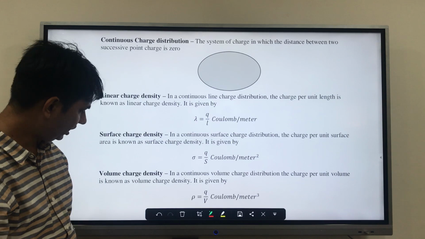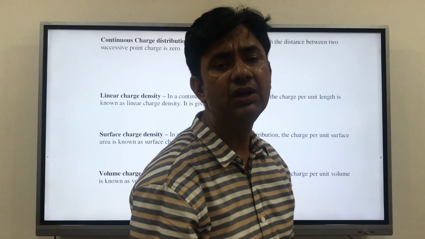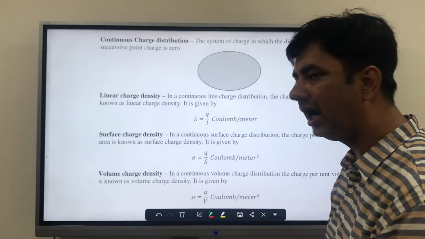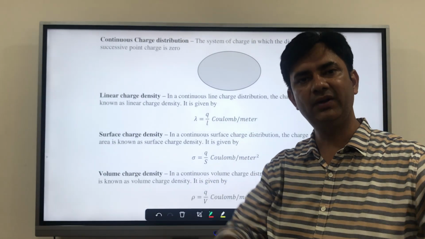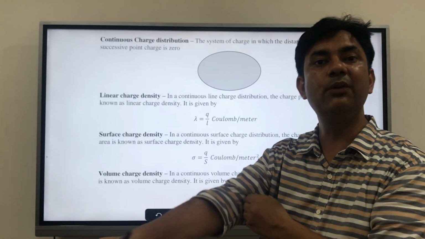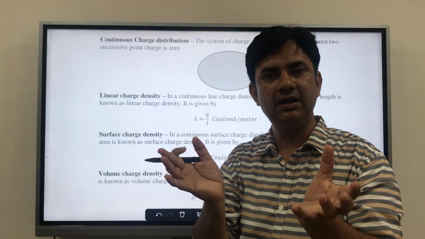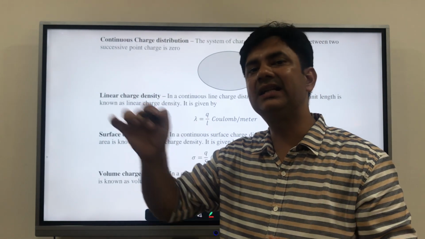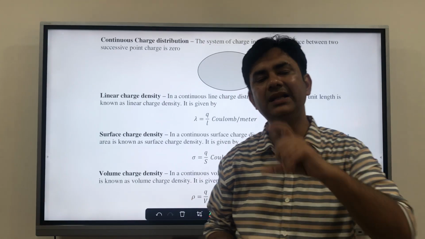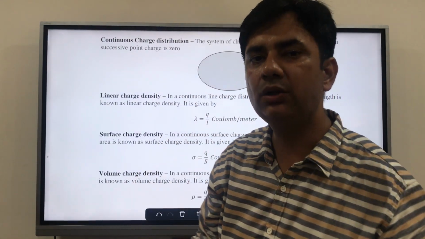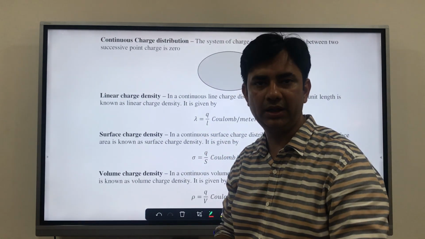Again, the third one, as the name suggests, is volume charge density. Now we are not talking about a rod, we are not talking about a surface. Now we are talking about a volume. Just like a bucket we have, and we say that it's a 6 liter bucket. So 6 liter means it can have 6 liters of water in it. So we are talking about something within the body.